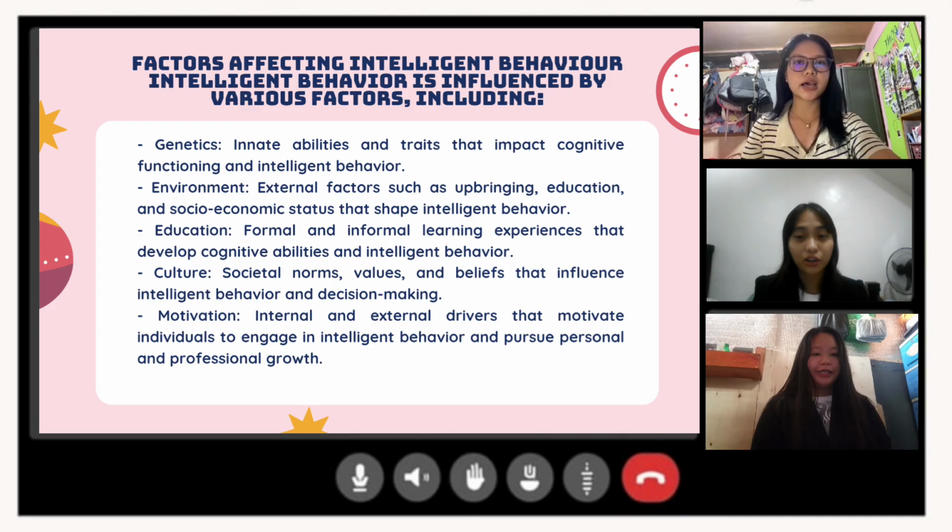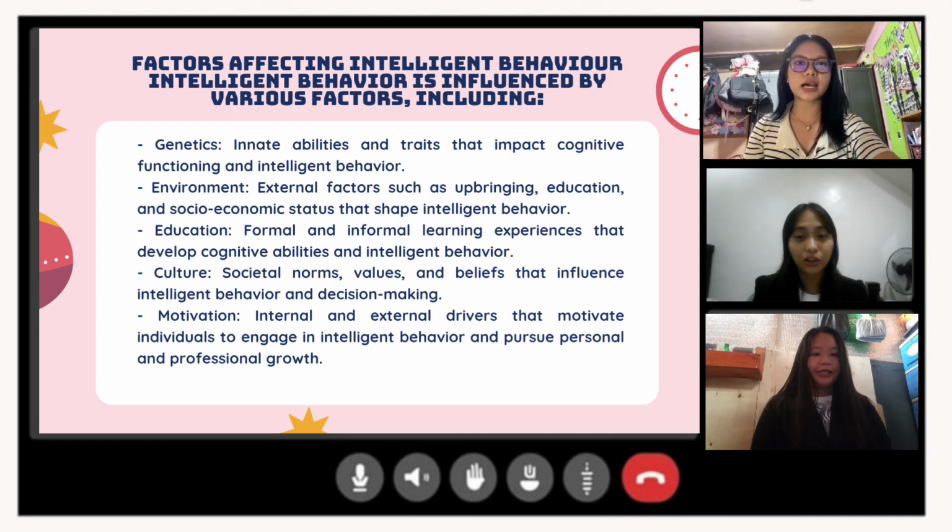Next is the education. So, education is formal and informal learning experiences that develop cognitive abilities and intelligent behavior. In education, schooling, reading, mentoring, and self-learning help develop thinking, memory, and problem solving. So, education brings your genes to life by teaching the skills you need.